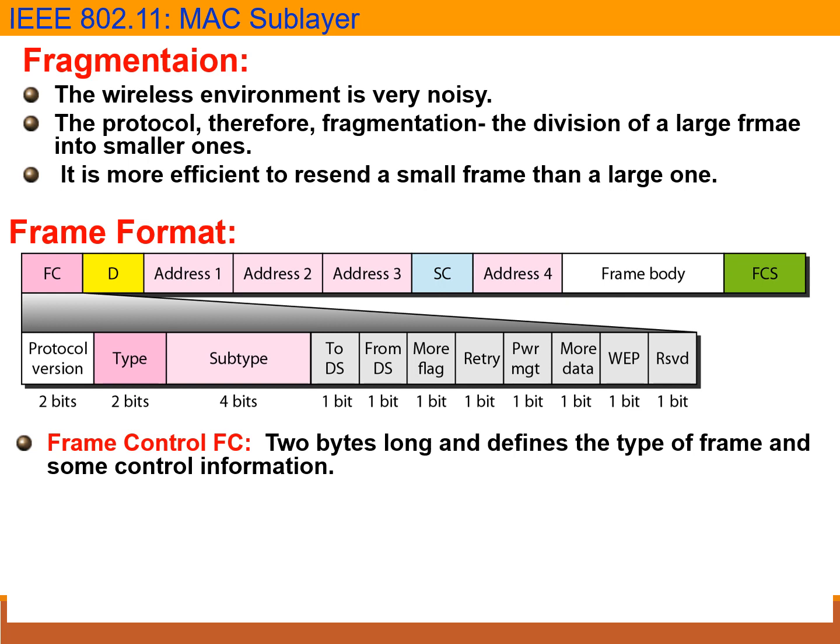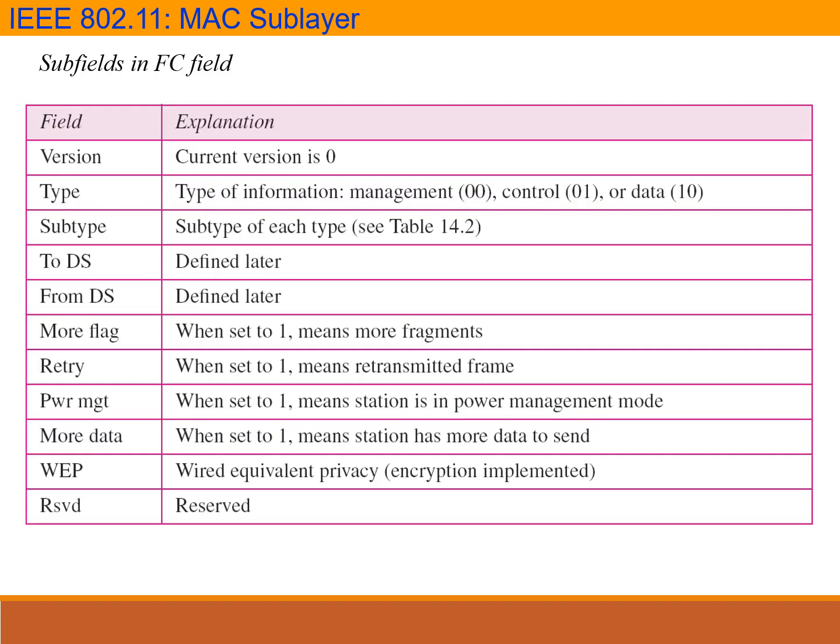This is the frame format. In this we have FC. FC means frame control. Frame control is defined as 2 bytes long and defines the type of frame and some control information. This is a field we are going to use in the IEEE 802.11 MAC sublayer. We have version, type, subtype, and then To DS, From DS, more fragments flag, retry, power management, more data, and then WEP, that is wired equivalent privacy, and reserved also.